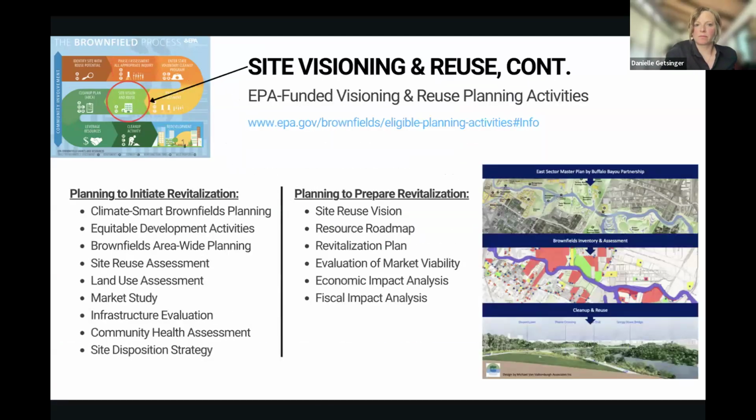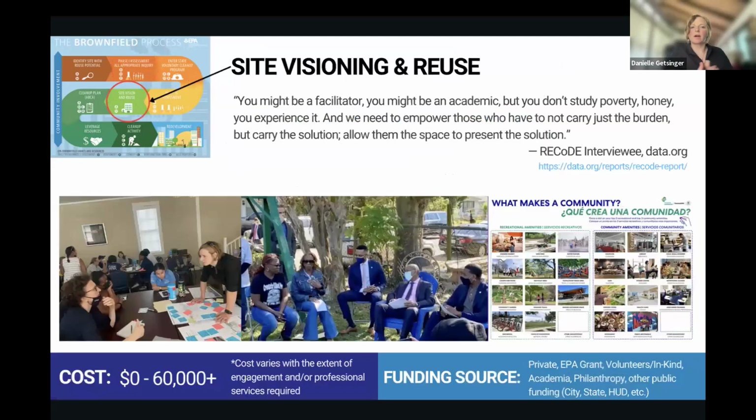Okay. Where were we? We were here. Okay, so site visioning and reuse. Again, this is really important to get the community involved. And I love this quote from an interview at data.org: you may be a facilitator, you might be an academic, but you don't study poverty, honey, you experience it. And we need to empower those who have to not carry just the burden, but carry the solution, and allow them the space to present the solution.